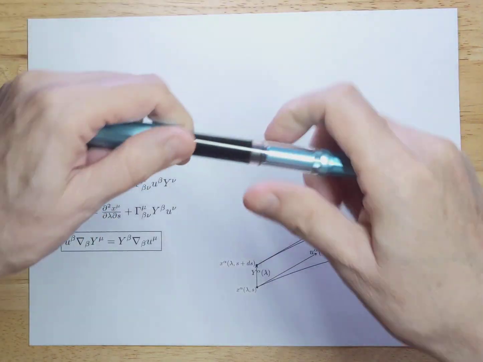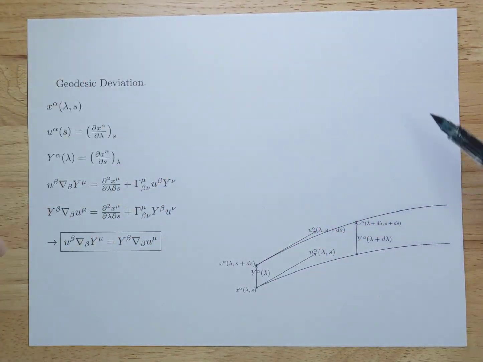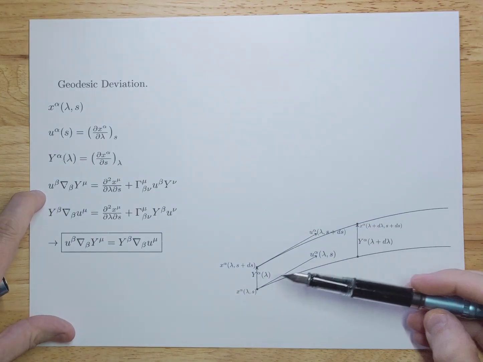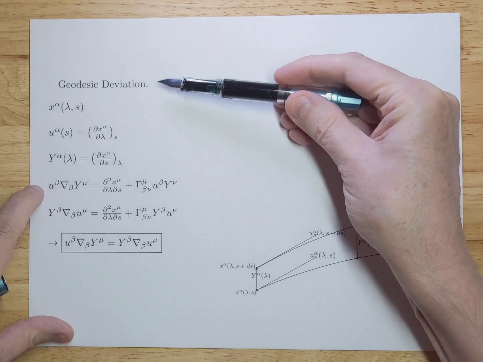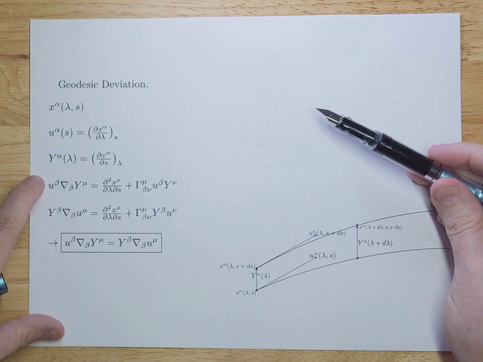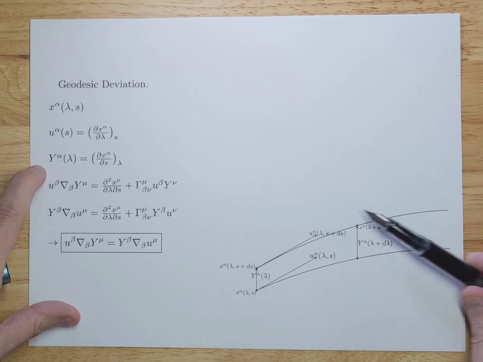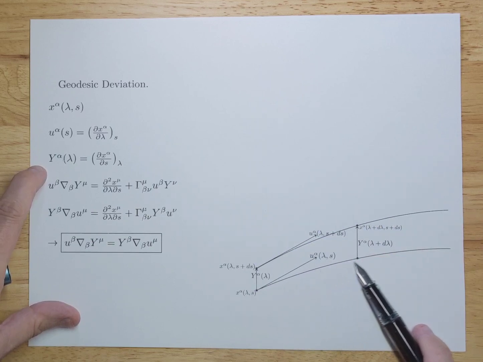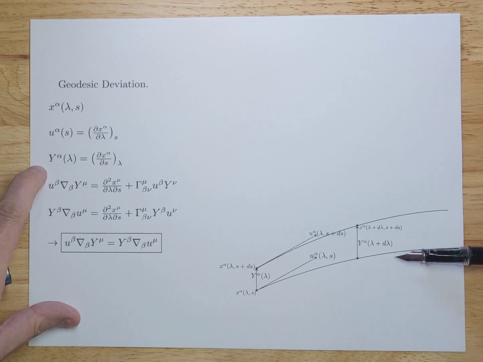Today I'm going to talk about geodesic deviation, and what that essentially means is how particles on adjacent geodesics move over time. Okay, and we have the following situation over here. We have a geodesic here. This is the first geodesic, and then there's an adjacent geodesic over here.